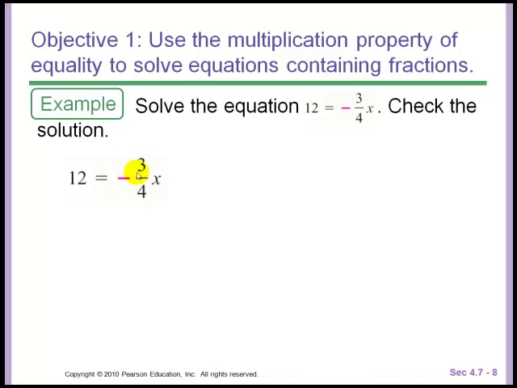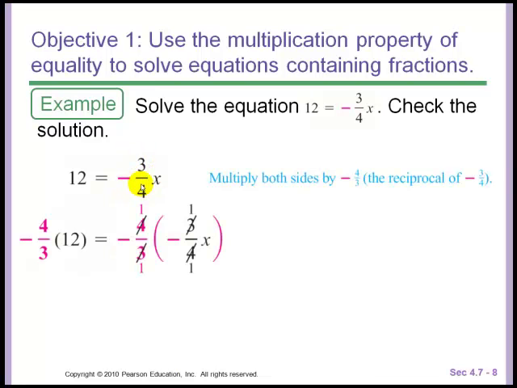However, to divide by negative 3/4, we are going to wind up multiplying by its reciprocal, negative 4/3. So we will simply skip to that step and multiply both sides by negative 4/3. Notice the negative 4/3 and the negative 3/4 cancel. Also notice how I put parentheses around the negative 3/4 x.